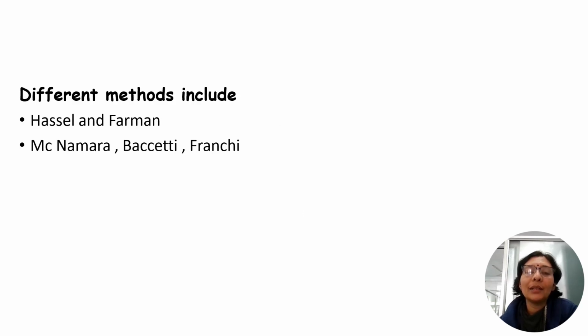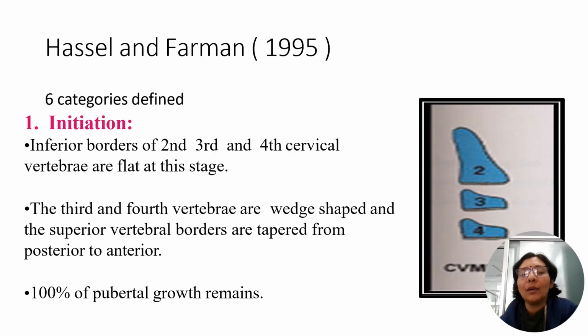Now, what are the different methods? They are the Hassel-Farman method, McNamara, Bassett and Franchi method. Okay, Hassel and Farman method, this was given in 1995. We defined 6 categories. First was initiation, where inferior borders of second, third and fourth vertebrae were flat at this stage. Okay, so the third and fourth vertebrae, as you can see, are almost wedge shaped. That is, they slope from anterior to posterior. You can see they are sloping downwards, tapered from posterior to anterior. So this is the stage where 100% of growth is remaining.